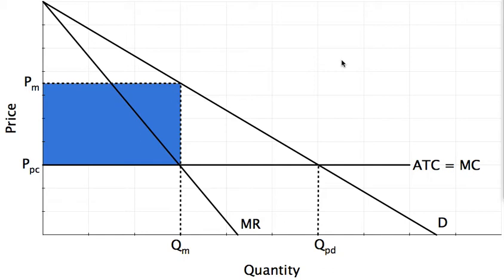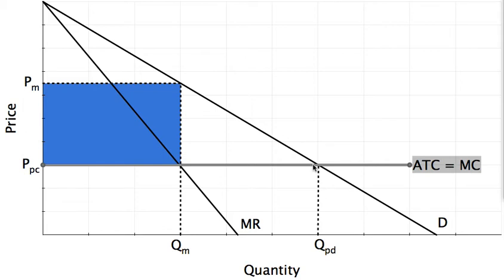What's going to be the area of profits? Well, remember, under perfect price discrimination, that means that this firm is able to charge the highest price to every single individual. So it means that total revenue is going to be equal to the entire area below the demand curve up to PD.